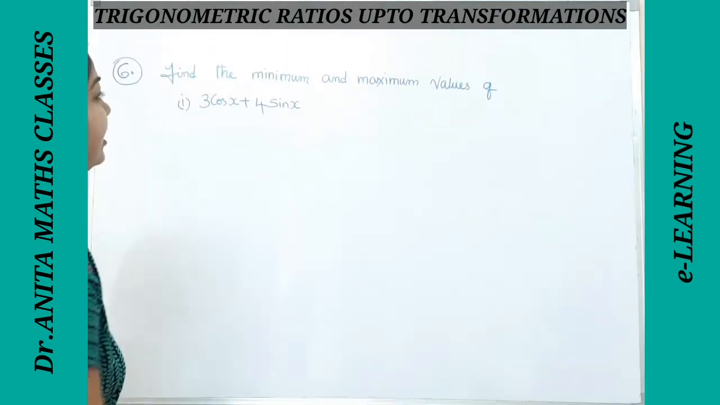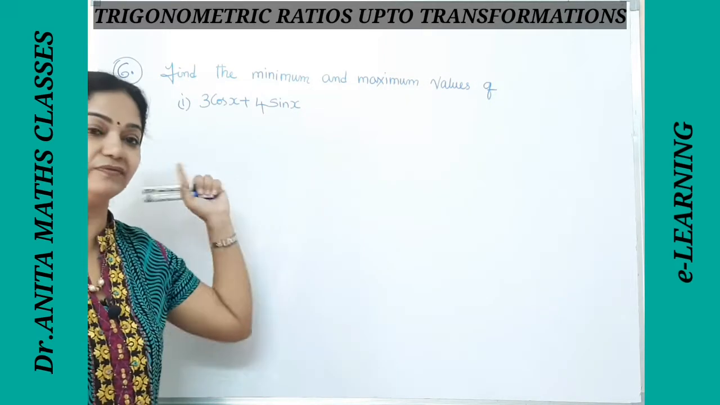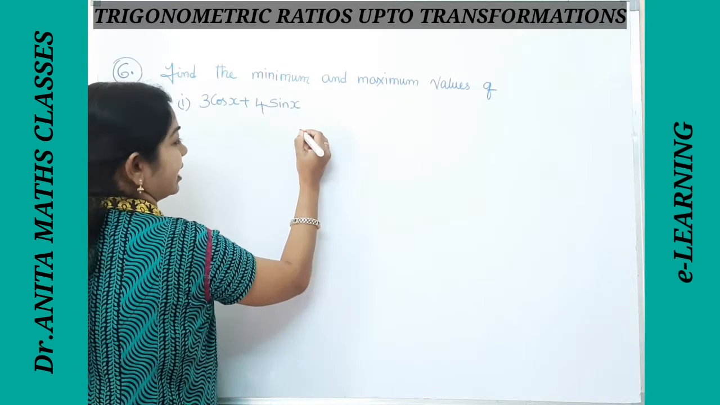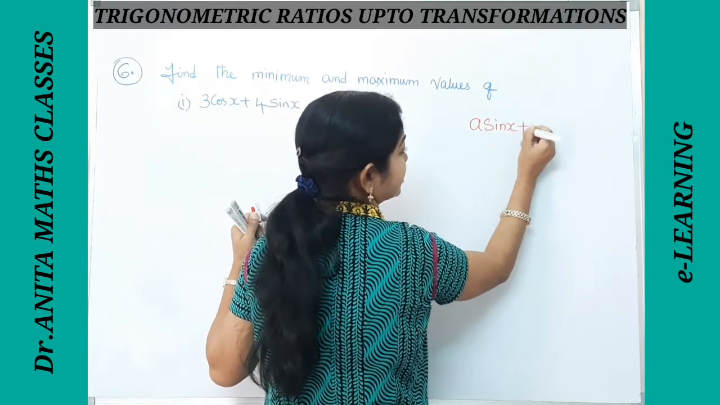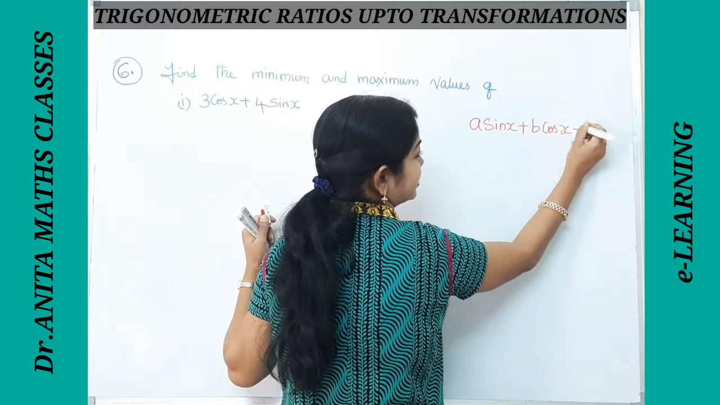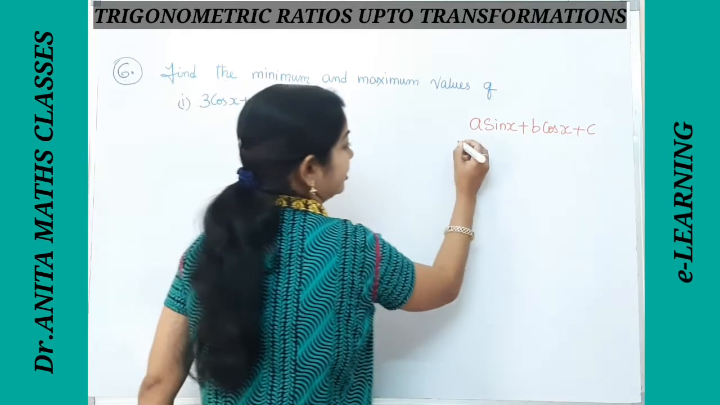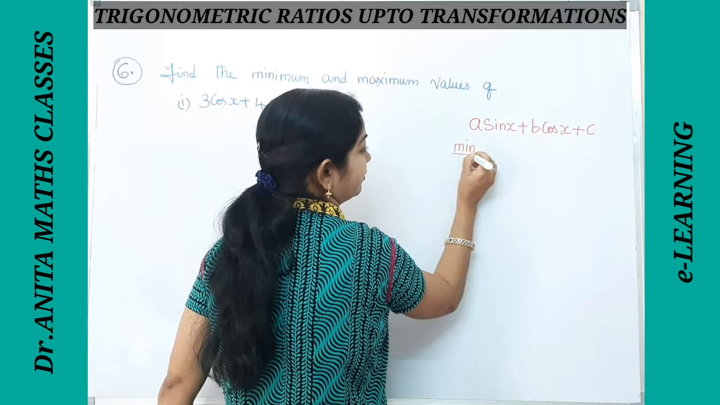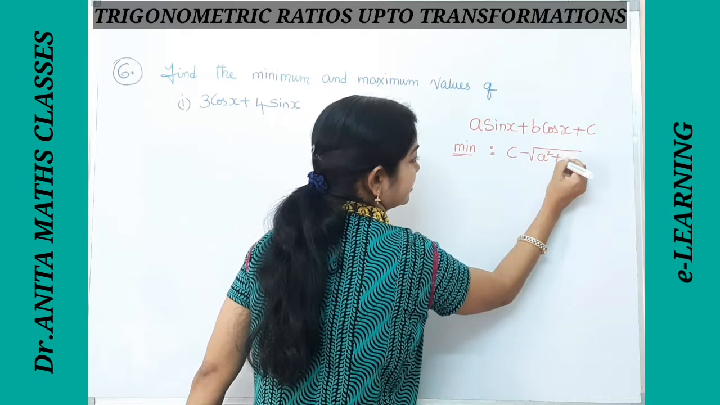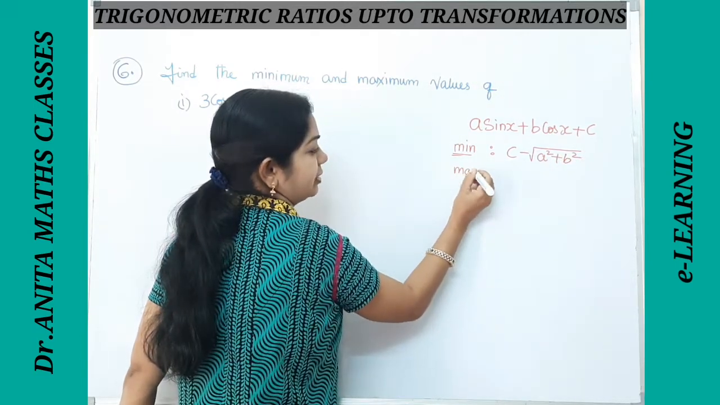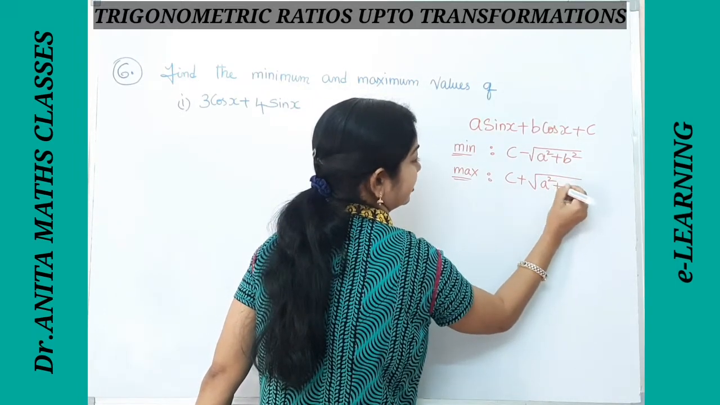The sixth one is find the minimum and maximum values of this equation. Now we have a formula that if it is like this, let me write it here, A sin x plus B cos x plus C. If the equation is like this, then the minimum value is nothing but the formula C minus under root of A square plus B square, whereas the maximum value is C plus under root of A square plus B square. These are the formulae.